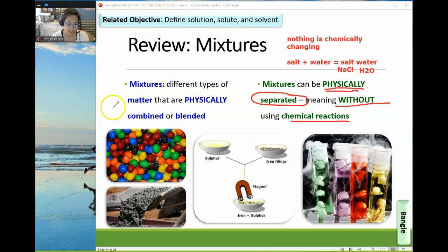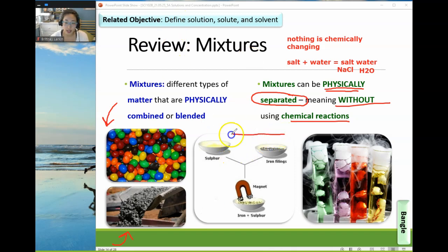So again, you can see some examples here, right? We can see some chocolate pieces that are being physically combined, very distinct parts to it. You can also see right here some examples of concrete, which is like rock and cement mixed together. I might have gotten cement and concrete backwards. I always mix those up. But again, you can see that they are being physically combined. Therefore, they can be physically separated. Again, nothing is chemically changing here, okay?